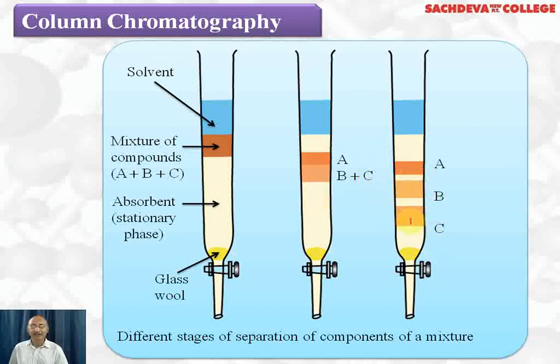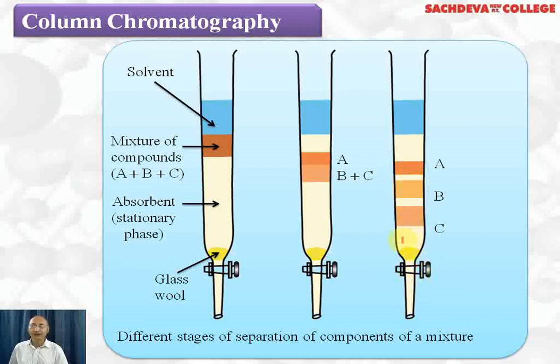C is moving fastest, it means its adsorbing power is least. B is intermediate, that is, its adsorbing power is more than C but less than A. A has maximum adsorbing power, so it will take maximum time to get separated. Now there is a distance between them, so first we will get component C through the stem and collect it, then we will get component B, and third, component A also will be separated.